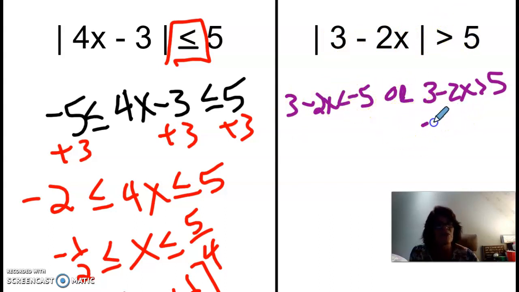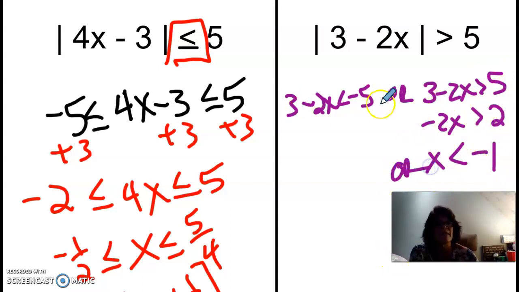Solving those both, I would subtract 3, right? Minus 3, divide by negative 2. Careful, when I divide by negative, I flip this greater than sign to a less than sign. So I subtracted 3 from 5, I got 2. I divided both sides by negative 2, I got negative 1.